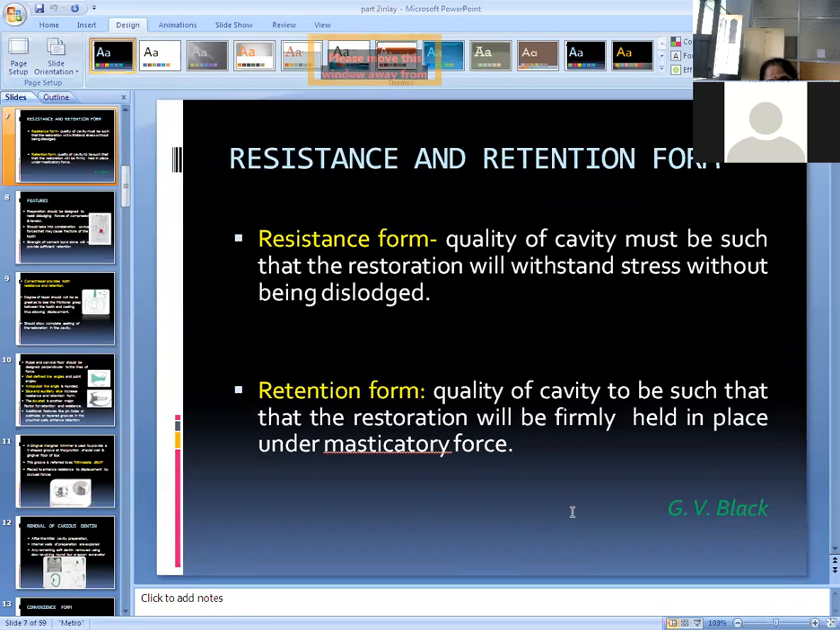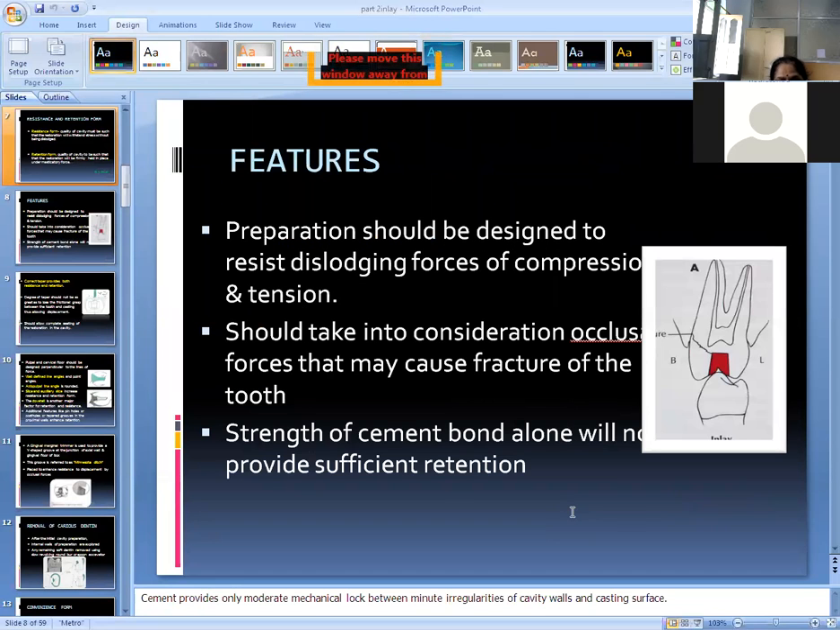And what is the retention? It will withstand the masticatory forces. It is the quality of the cavity to be such that the restoration will be firmly held in place under the masticatory forces. This definition is given by G.V. Black. So what are the features you are giving for the resistance and retention form?